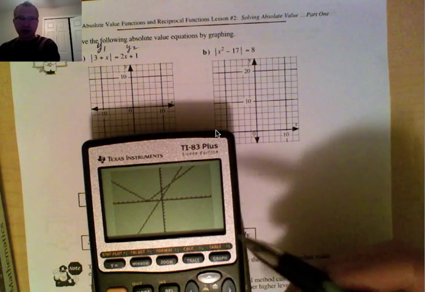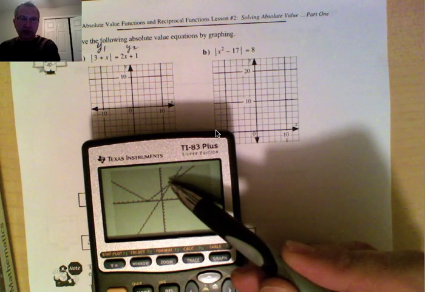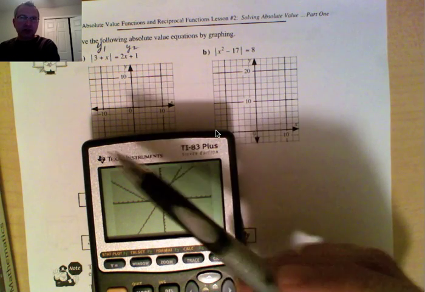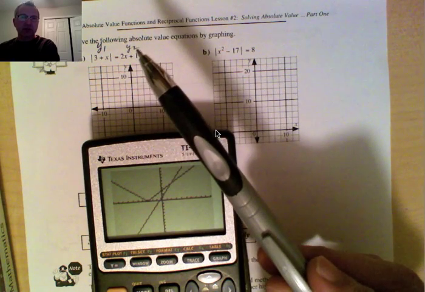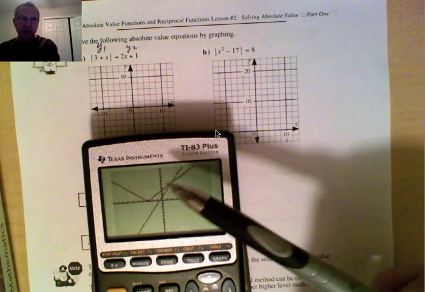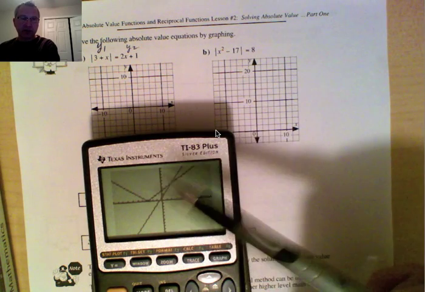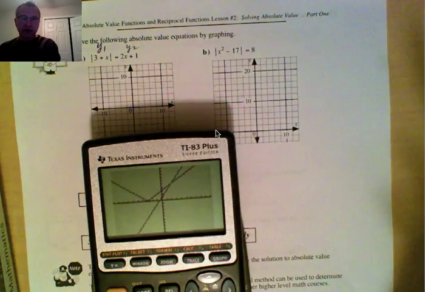What we notice here is that we actually only have one point of intersection in this case. This particular equation, 2x plus 1, is a line, so we're only going to get one point of intersection between our v-shaped absolute value graph and our line.